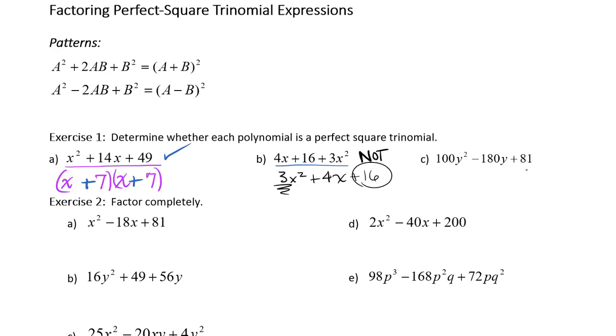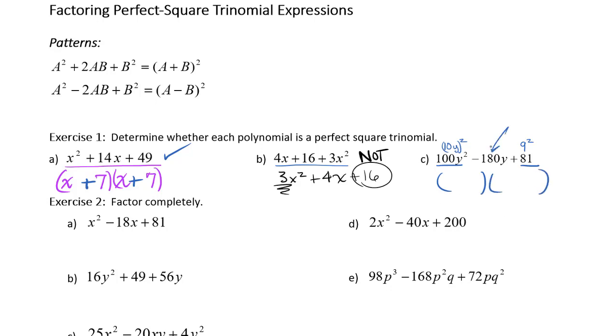In this last example, we have 100y squared minus 180y plus 81. And if we were to look at the first term and the last term, 100y squared is a perfect square of 10y, and 81 is a perfect square of 9. So yes, this one does appear to be a perfect square.